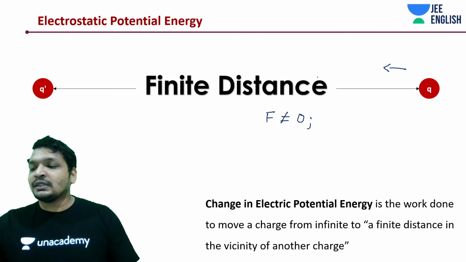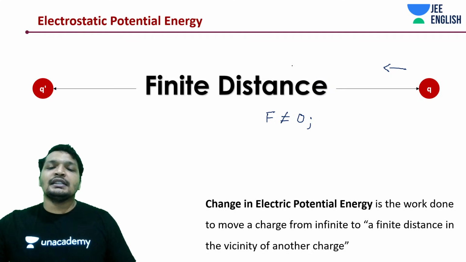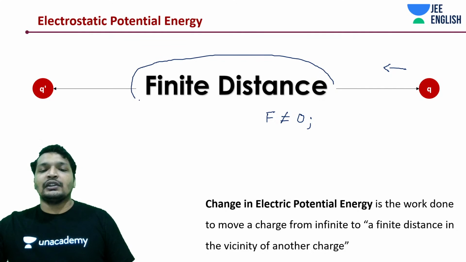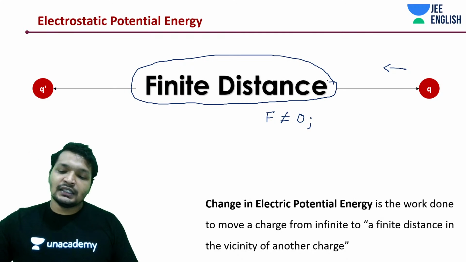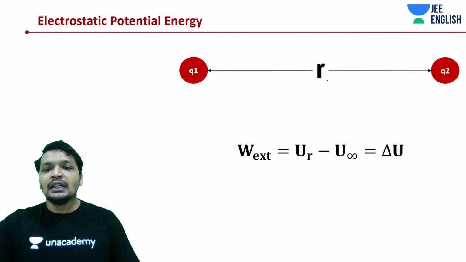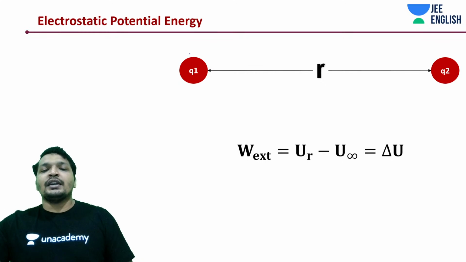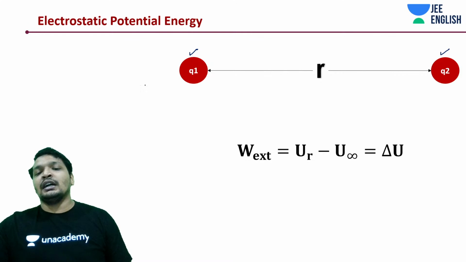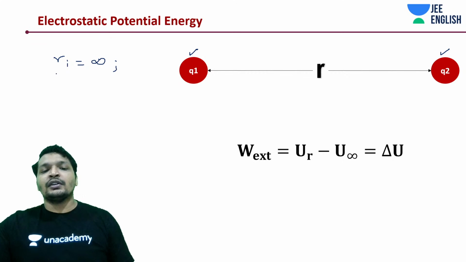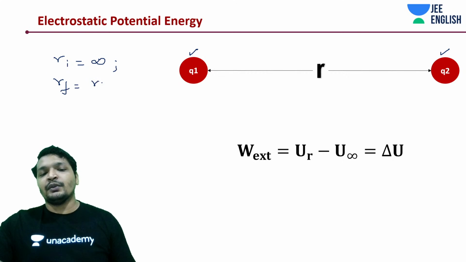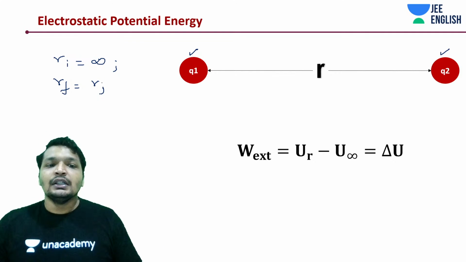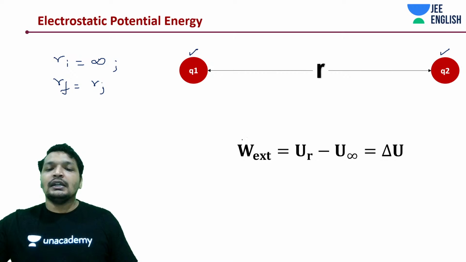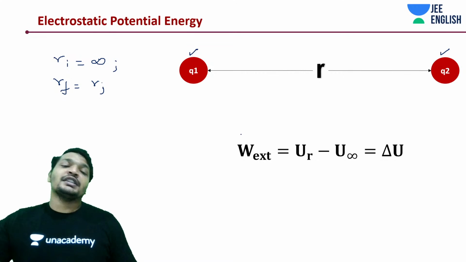Now in this case, we will assign this finite distance a value and calculate everything. Let's say there are charges q1 and q2, and q2 is the charge which has been brought from infinite distance from q1. Initially the distance between them was infinite, and then you brought them to a final finite distance, which is r. So some work has to be done, and that work is what's stored in the form of potential energy.